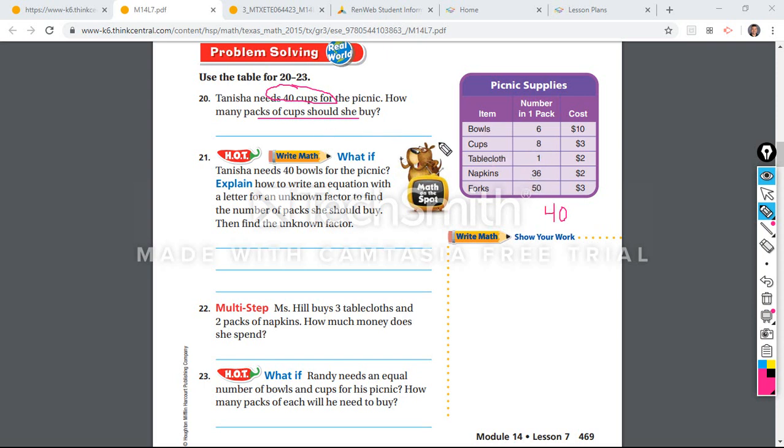And what does she need? Cups. So they come 1 pack. 8 come in 1 pack. Okay.